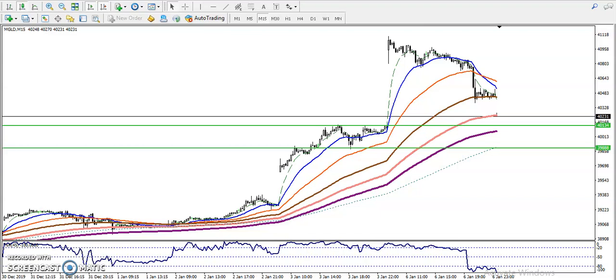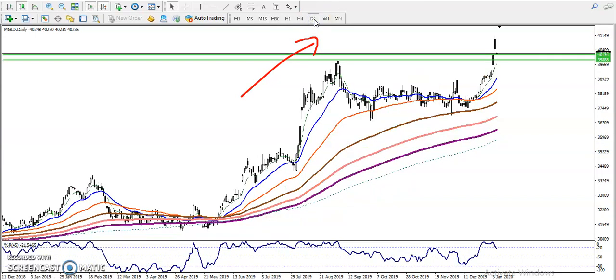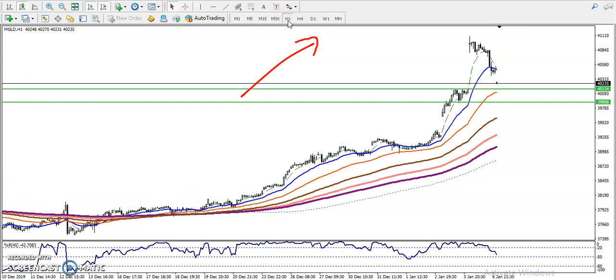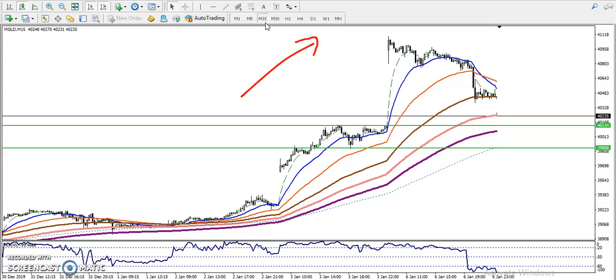All right, this is the gold 15 minute chart, and we have seen gold is running in an uptrend. On all time frames, the daily trend is up, H4 trend is up, H1 trend is up, and 15 minute trend is up. So now we can see this area called the retracement area.